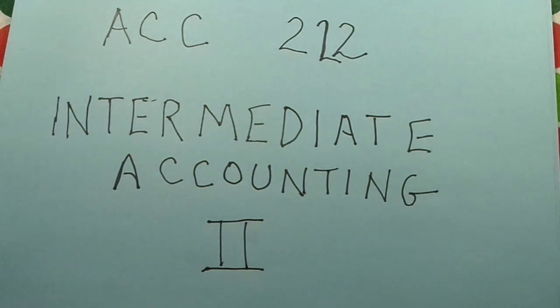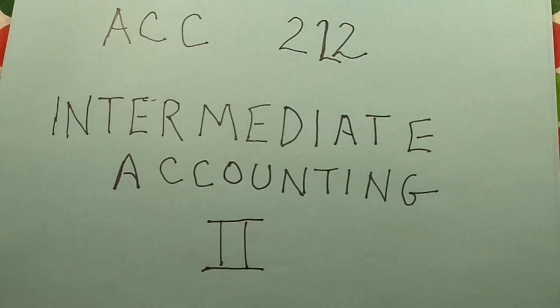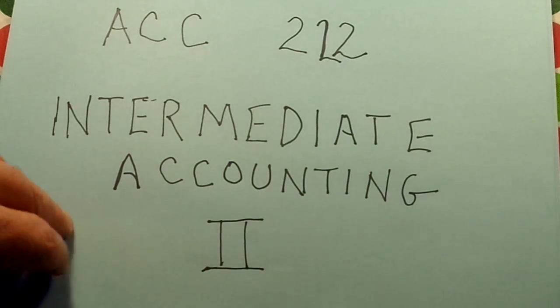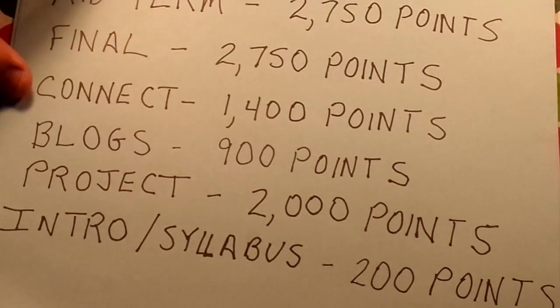Hello, we're thinking about Accounting 222, Intermediate Accounting, second semester. Yes, this middle digit here is a 2. Yes, it started as a 1 and I made attempts to fix it. In this video, we're just going to think about how this course is laid out.